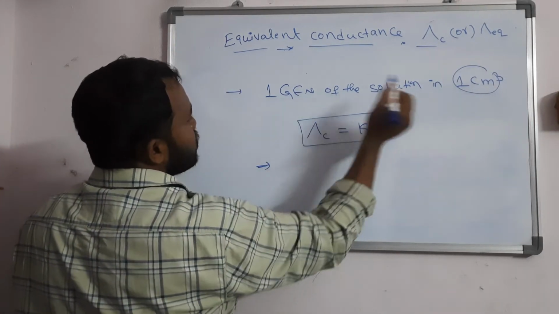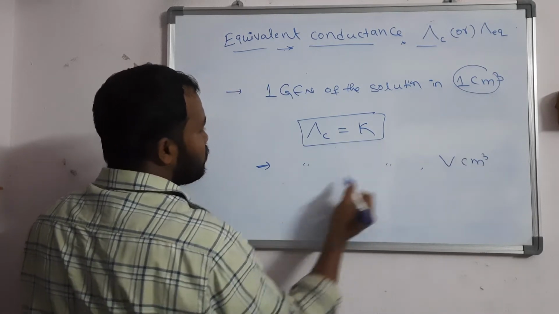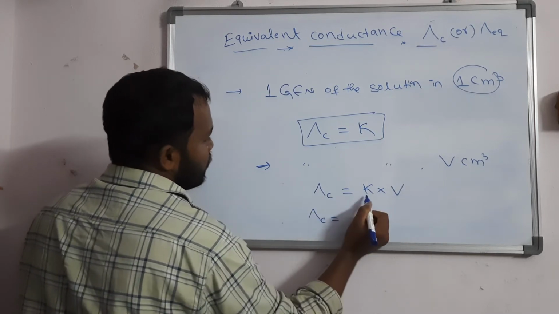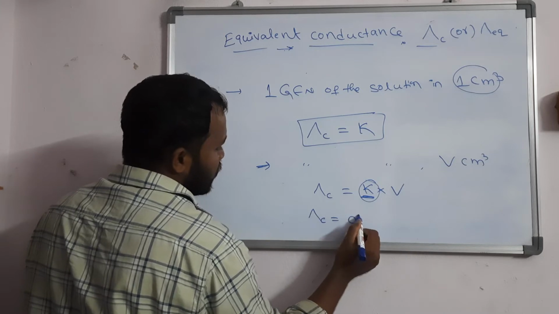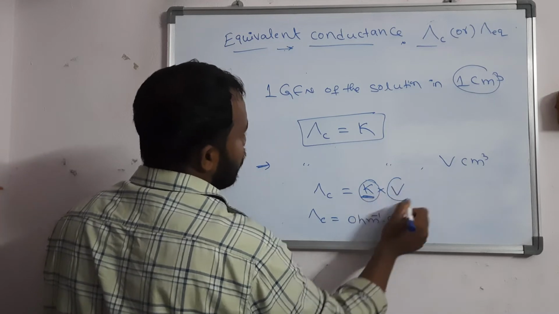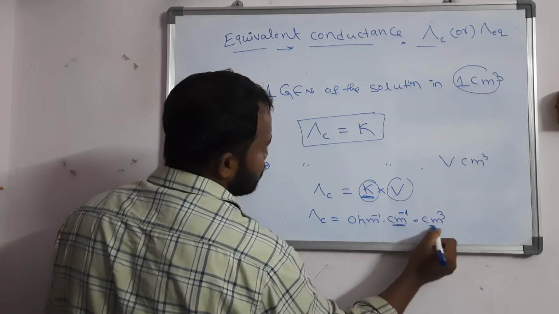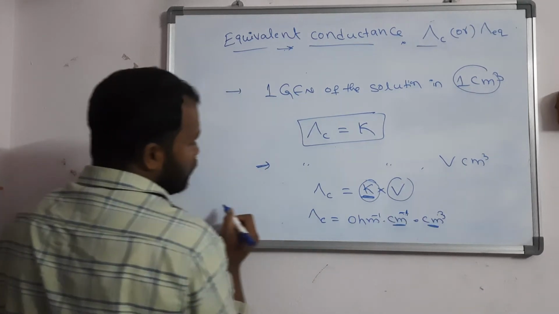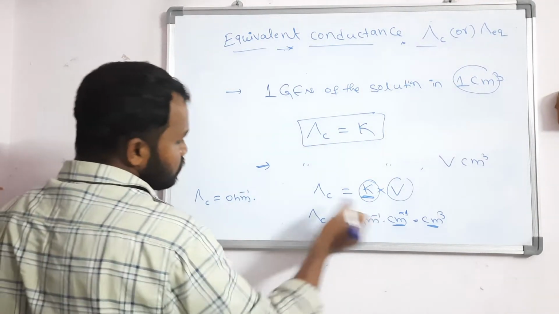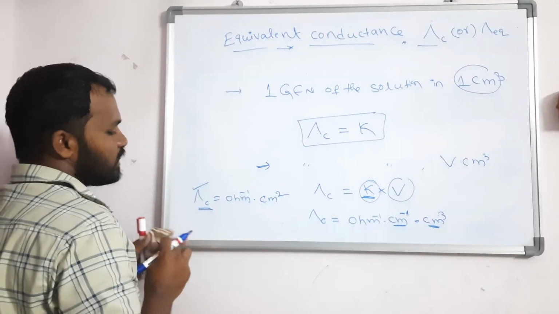If the same 1 Gen of the solution is in V cubic centimeters, lambda C is equal to K into V. What are the units? K is conductance, ohm inverse into centimeter inverse. The volume is centimeter cube. Whenever bases are same, you add powers: minus 1 plus 3 is plus 2. You will get lambda C in ohm inverse centimeter square. This is the equivalent conductance, lambda C.